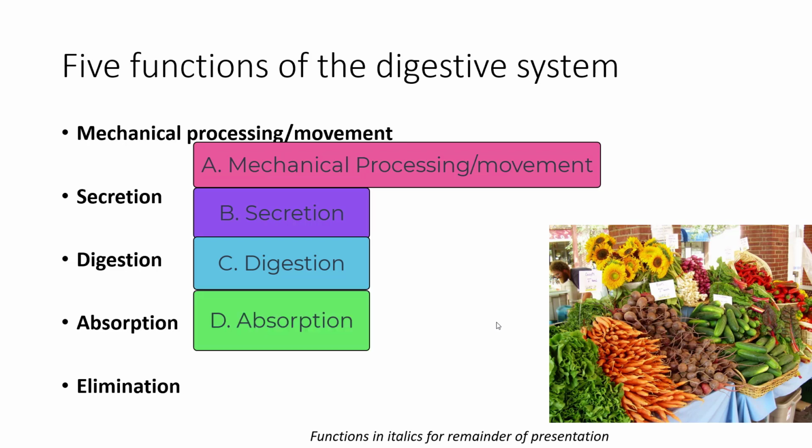Absorption, this is when your body takes up things, and this is going to be mainly in the small intestine, where the body will take up amino acids and nucleic acids, fats, and carbohydrates. Elimination is the removal of waste at the end of the large intestine. Elimination is different from excretion. Excretion is urine. Elimination is fecal matter.